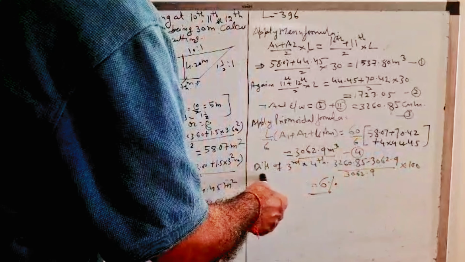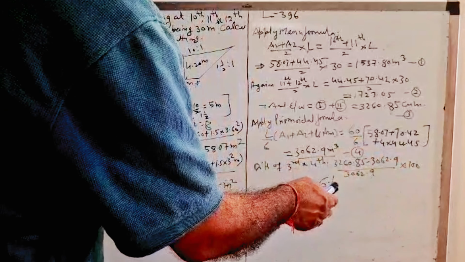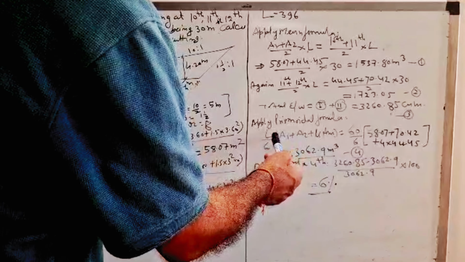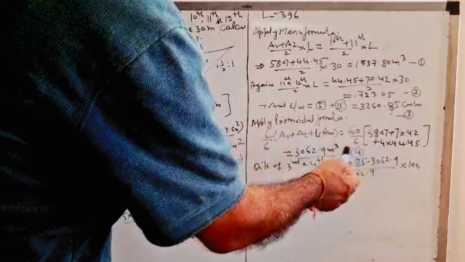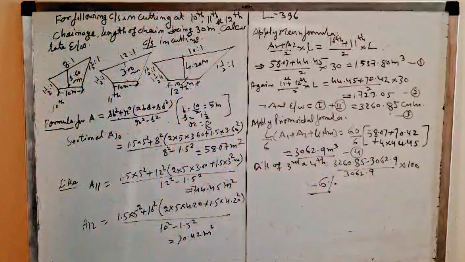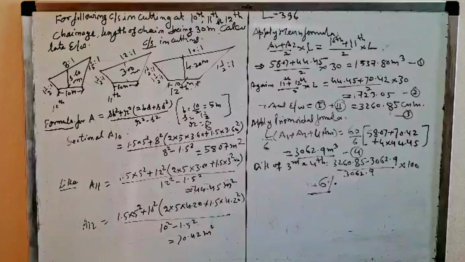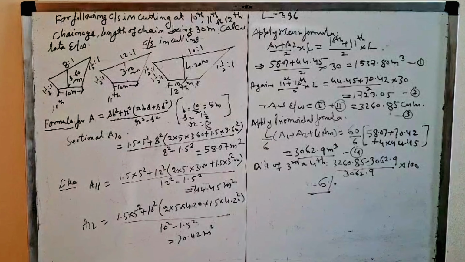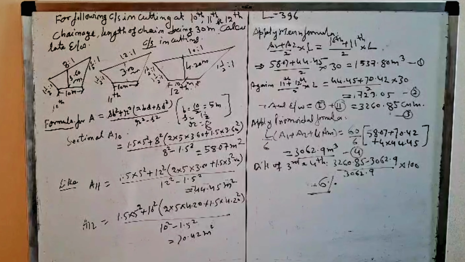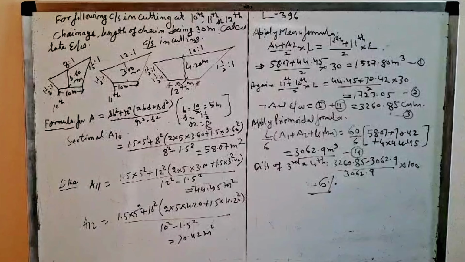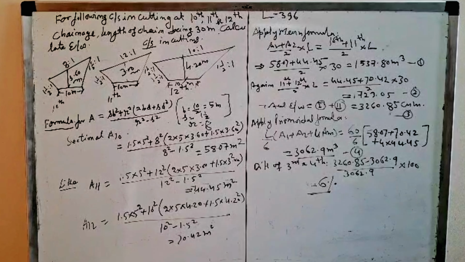With respect to the pyramidal formula, we are getting a 6% difference. There is a 6% difference between the averaging and this pyramidal formula. So we can use the pyramidal formula for better accuracy. Otherwise you can go for the mean formula, whatever may be suitable. So in this way we can find out the earthwork in excavation in cutting.